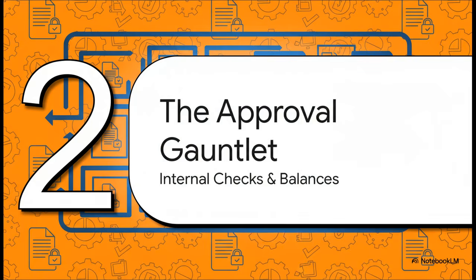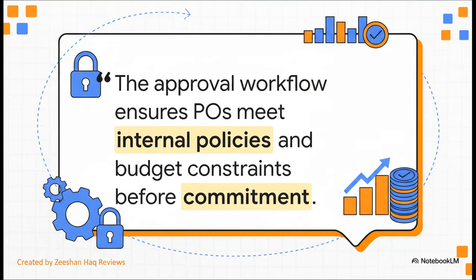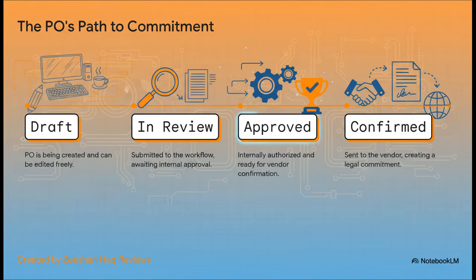But wait, before that PO goes anywhere near a vendor, it has to face its very first challenge. And it's a big one: the internal approval gauntlet. And look, this isn't just red tape for the sake of it. No way. This is a super important financial control. It's the company's first line of defense, really, making sure every purchase is legit, it's in the budget, and it's actually something the business needs. So let's trace its path.